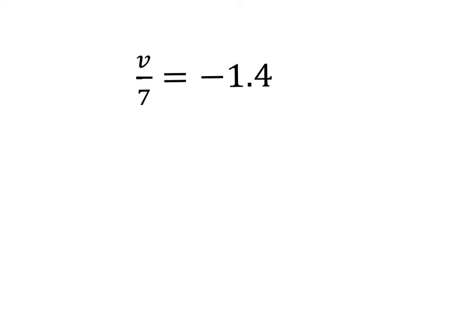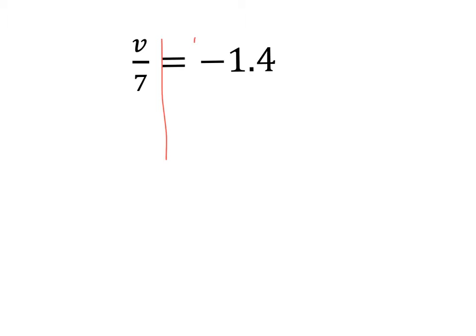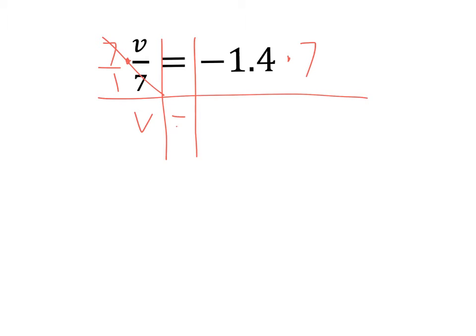Here we have v divided by 7 is equal to negative 1.4. Now we're dividing, so we're going to do the inverse, which is multiplication. So we'll multiply by 7 on both sides. Now we have 7 multiplied by v divided by 7, so this is like 7 over 1. We can cancel out those 7s. That gives us just 1, which leaves us with just that v. Then we have negative 1.4 times 7. Type that into our calculators.